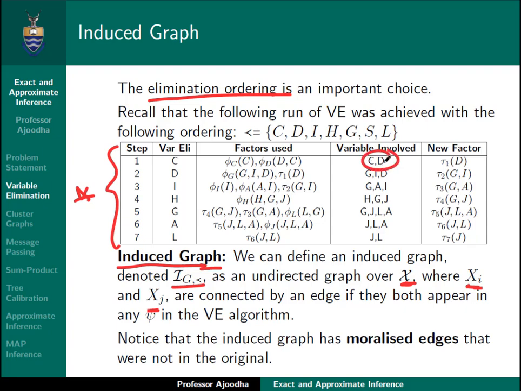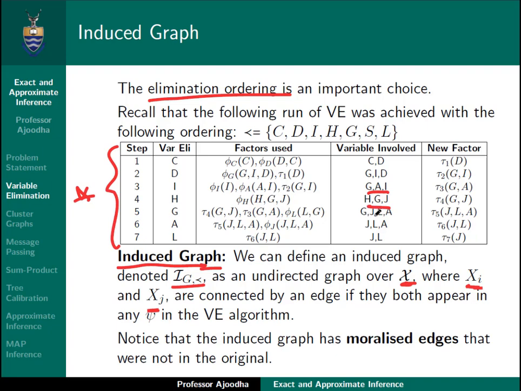So for example, here C and D will be fully connected, and then G, I, and D will be fully connected in the induced graph. G, A, and I will be fully connected. H, G, and J will be fully connected. G, J, L, and A will be fully connected. So there'll be an edge between each and every one of these four variables.